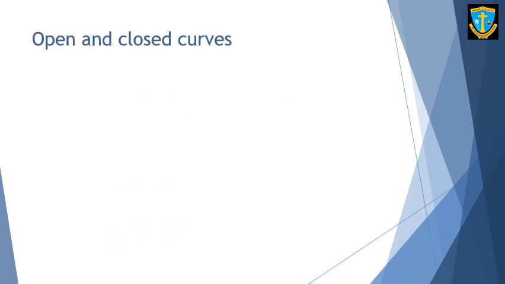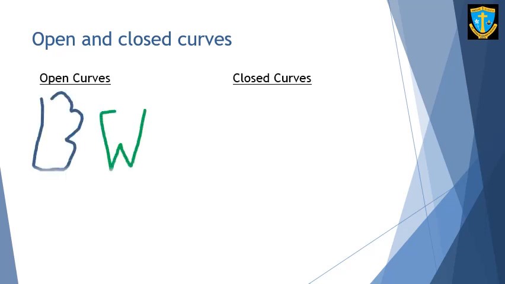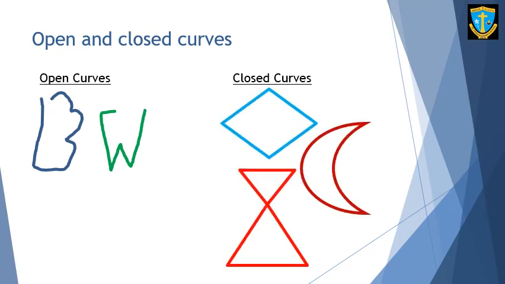Open and closed curves. These are some open curves where the endpoints don't meet each other, whereas these are some closed curves where you end on the same point where you started drawing. So these are some closed curves. The third example is overlapping.